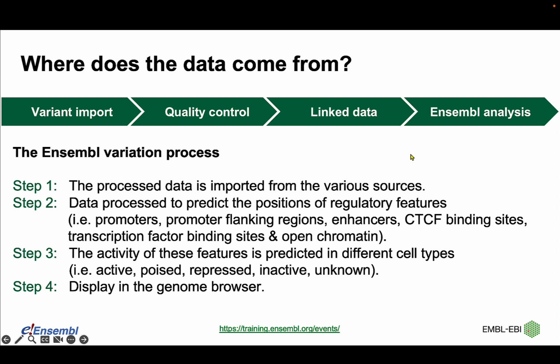So now that I've given you a brief introduction to our variation data, I want to talk about how Ensembl processes the variation data. So first, we import the data. This will always come from public databases because we want to make sure that all of our users have the exact same access to the data. Next, we perform some quality control measures.